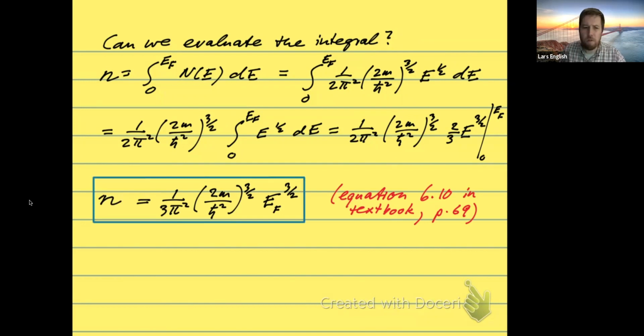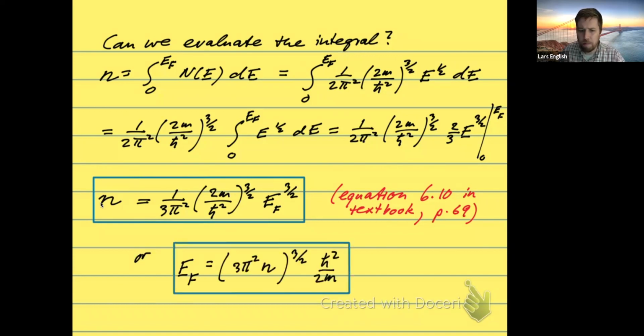And why did I frame this formula? Because it gives us a relationship between the Fermi energy and the number density of electrons. Or I can also solve that for E sub f, and I get this formula here. What we see is that the Fermi energy depends on the number density, right? And the larger the number density, the larger the Fermi energy, so that makes sense. But the exact relationship is that the Fermi energy is proportional to n to the 2/3 power.